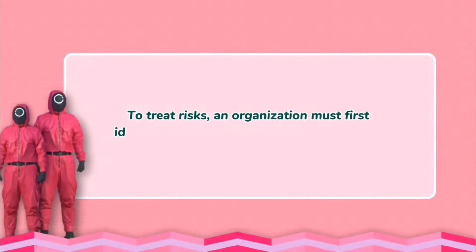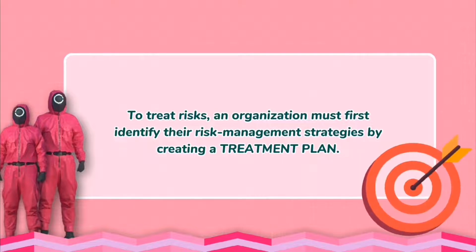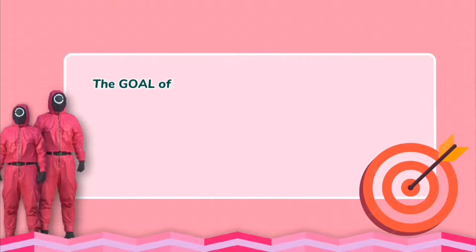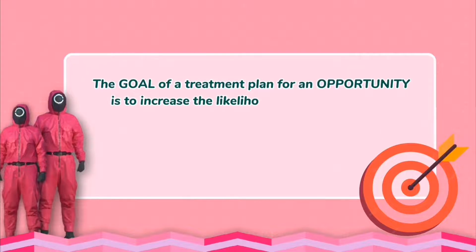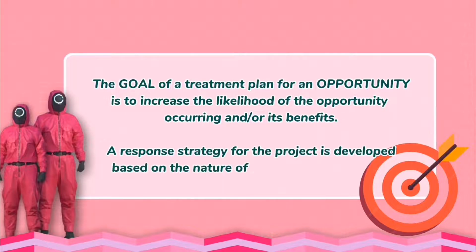To treat risk, an organization must first identify their risk management strategies by creating a treatment plan. The goal of the risk treatment plan is to reduce the risk likelihood of occurrence, or preventive action, and or the risk impact, or mitigation action. The goal of treatment plan for an opportunity is to increase the likelihood of the opportunity occurring and or its benefits. A response strategy for the project is developed based on the nature of the risk or opportunity.